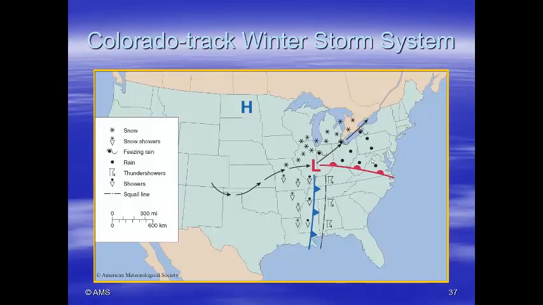So here we see the Colorado track storm system. And we see once again, as this cold front comes in, we could actually get a squall line of thunderstorms. On the back side, on the cold side, we can see snow showers and heavy snow. And here is the track that we're following. And ahead of the warm front, we would see rain.